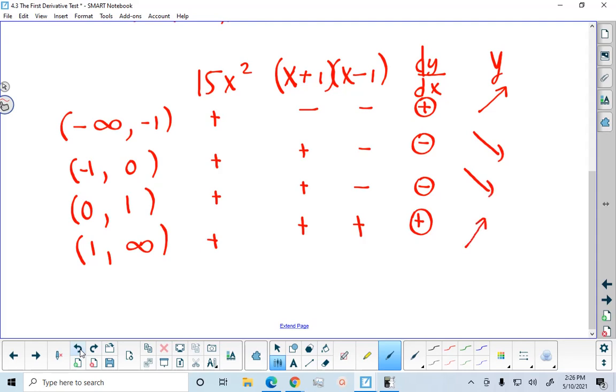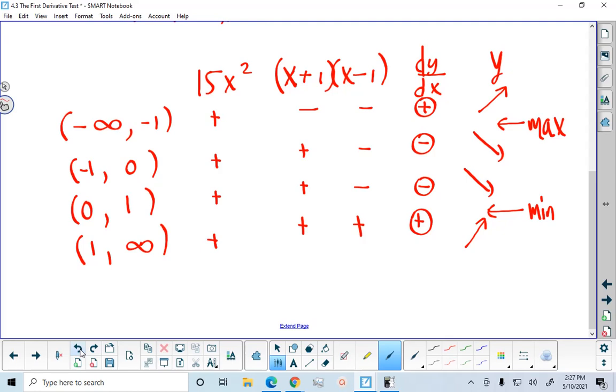So what does that tell us? It tells us there's a maximum here. And when I say here, I mean at x equals negative 1. And there's a minimum here. And when I say here, I mean at x equals positive 1.